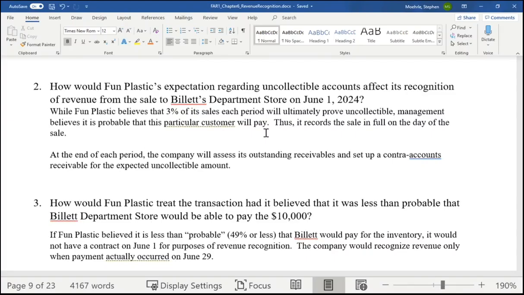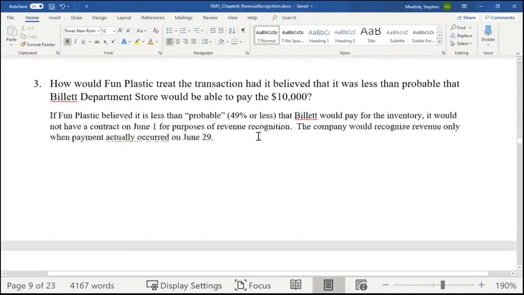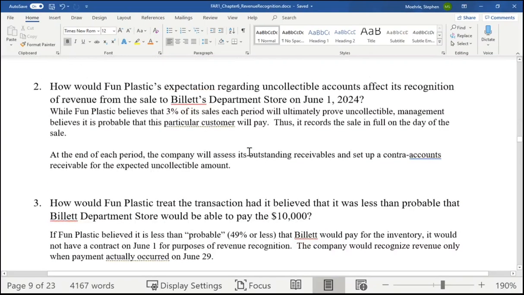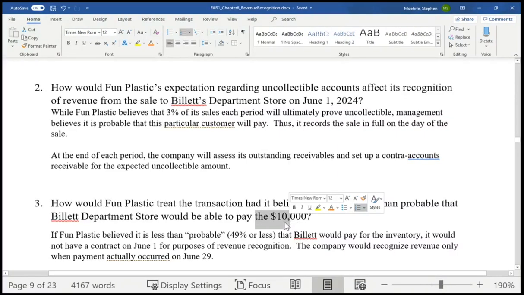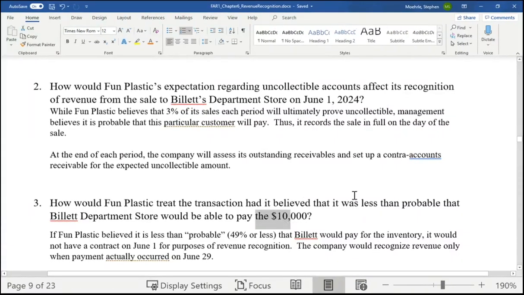So on June 29th, we recognize that revenue, not on June 1. If indeed we believe it's less than 50% probability we'll receive that. Okay, and then that is the accounting for collectability issues, and we will again revisit the accounting for the contra accounts receivable issue, which is related to this, in the next module.